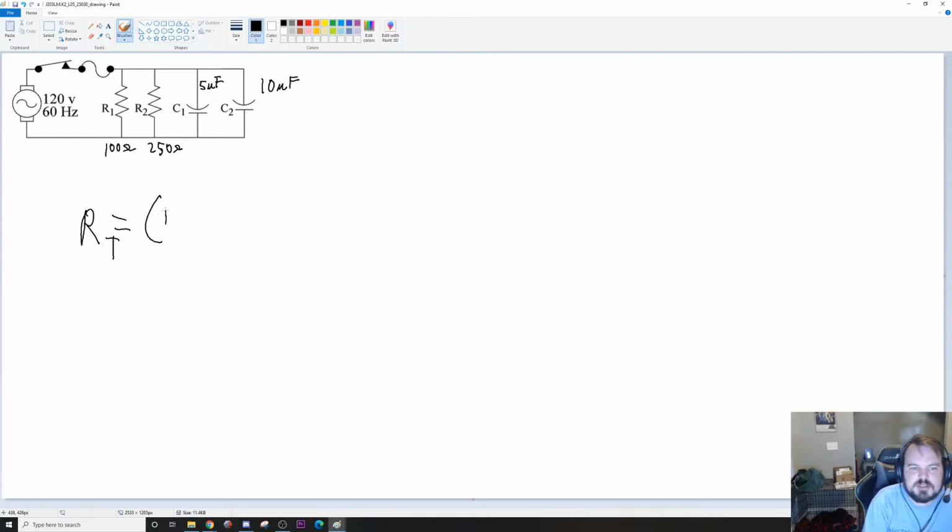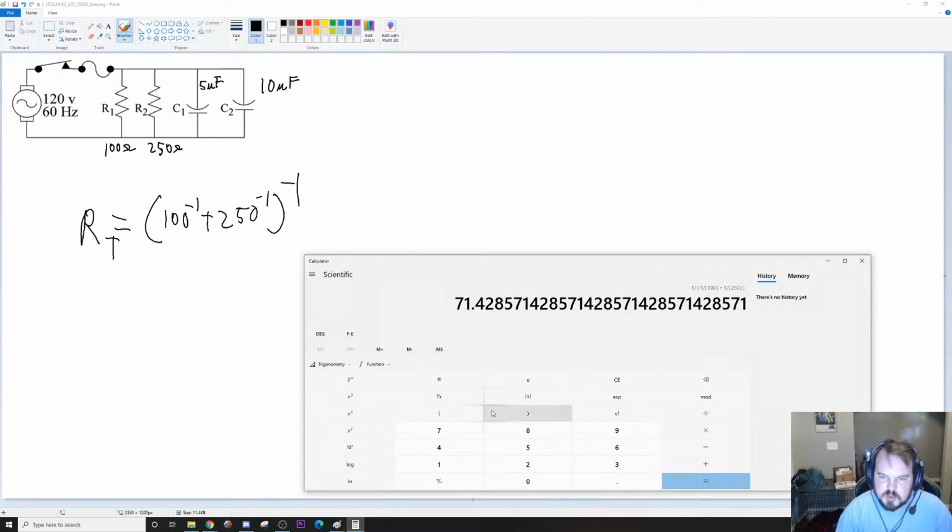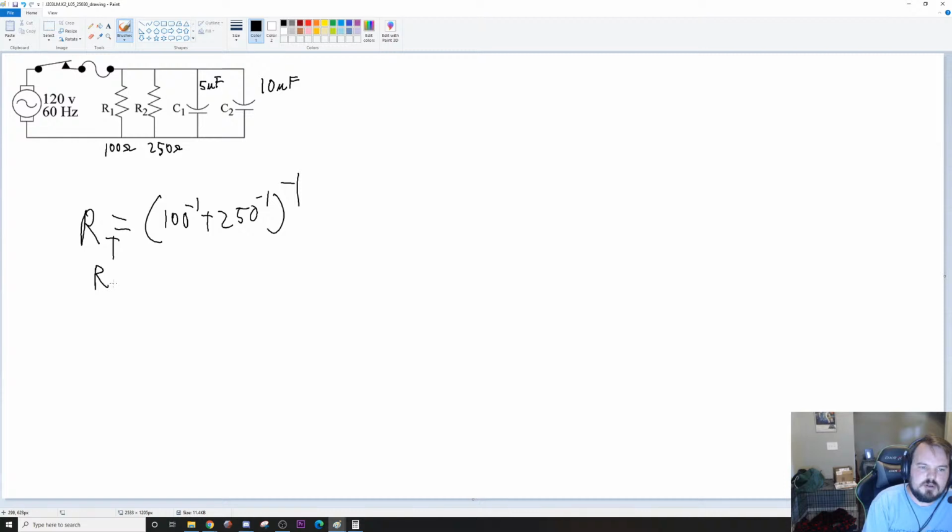Open parentheses 100 to the power of -1 plus 250 to the power of -1. Close it, 1 more to the -1. Use our calculator. 100 plus 250. Close it 1 more time. -1 one more time. 71.43. So our total is 71.43.